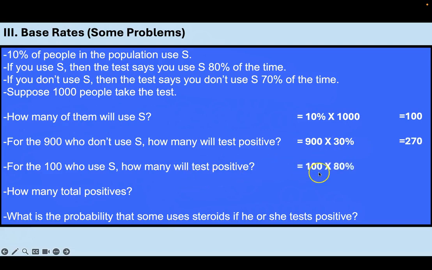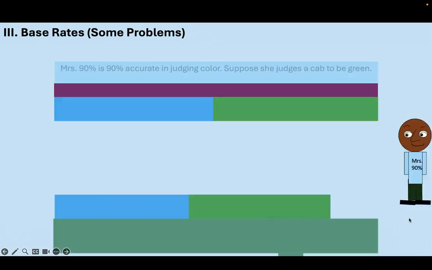For the 100 who use, how many test positive? Well, for the 100 who use, you're going to catch 80% of them because if you use, it catches you 80% of the time. So 80. Total positives is just that 270 plus the 80. And 80 of those are guilty, so 80 out of 350, which is approximately 23%.